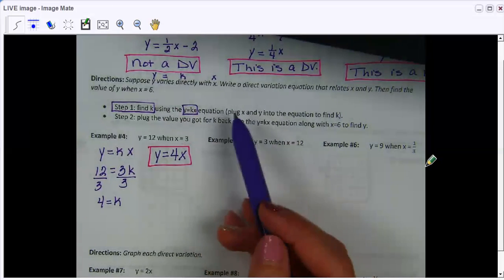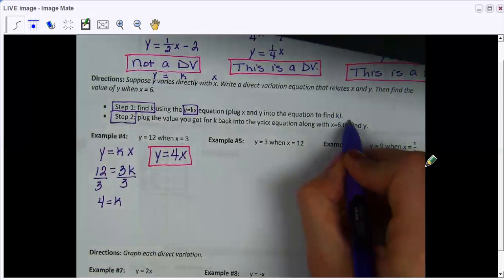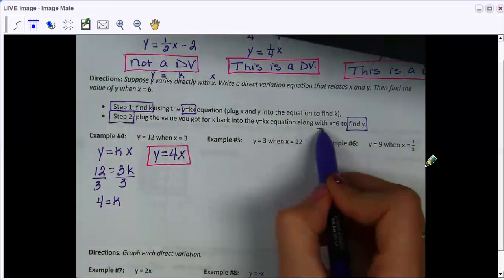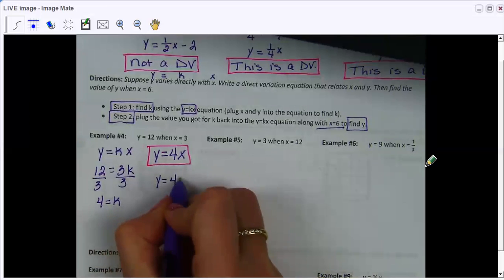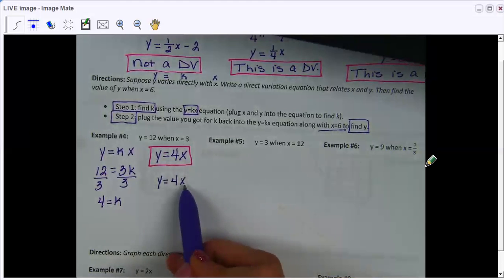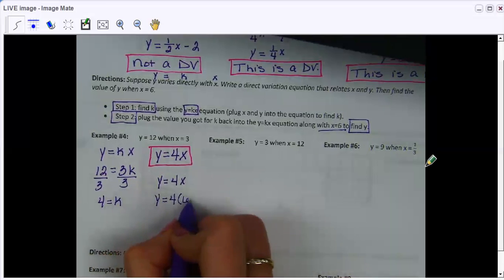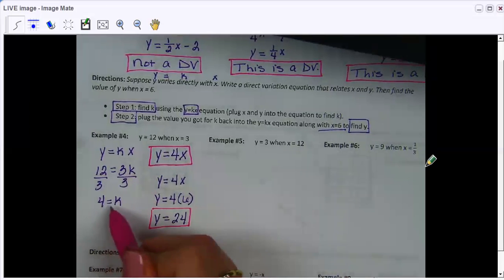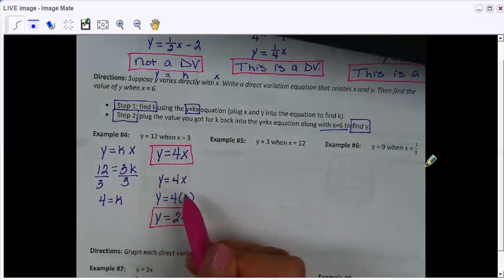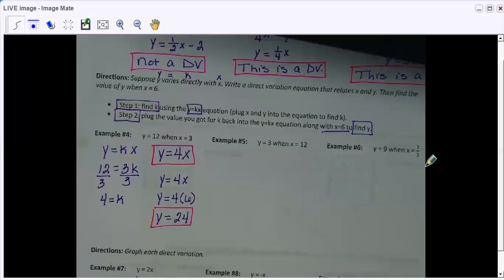So then the next thing, step 2, is you are going to find y with x equals 6. So using this equation, y equals 4x, when x is 6, what is y? So all we're going to do is plug 6 in where the x is. And y is 24. So there you go. Find the k and plug it into the equation. Then substitute your x with 6 to find y. That's what you're doing. All right.